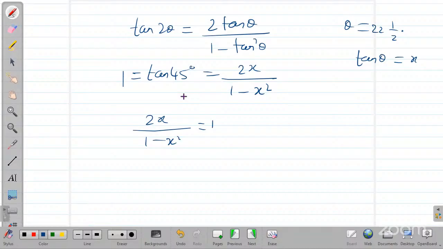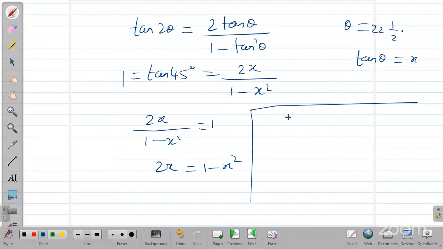Is it gonna be -1 plus √2? Yes. So what do you get? -1 plus √2. Minus 1 plus root 2.